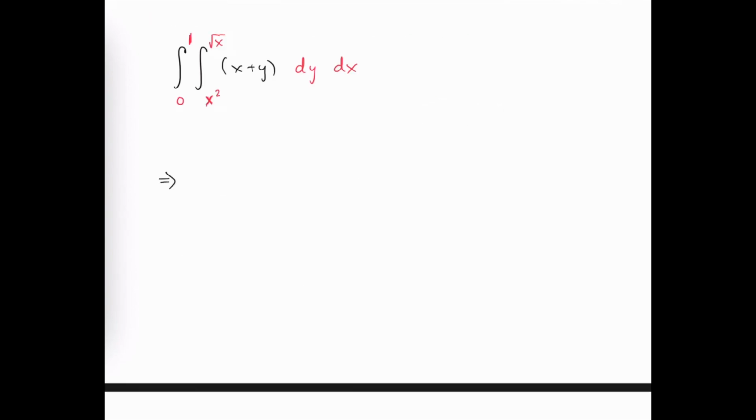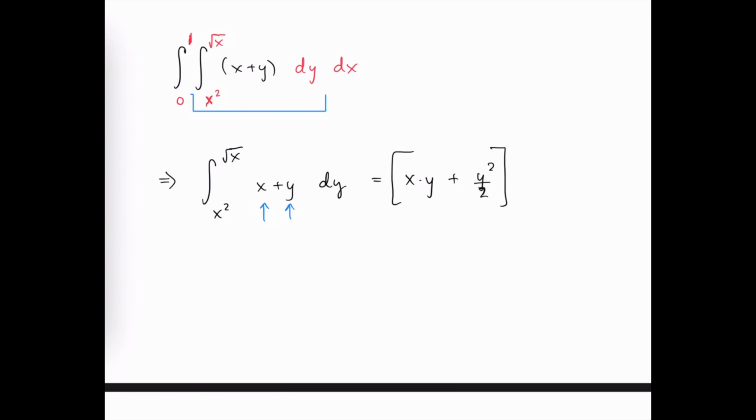So we'll start with the inside iteration, which is the integral from x squared to the square root of x of x plus y dy. And remember that x is being held constant. So the integral of a constant is just going to be that constant multiple times y. And the integral of y with respect to y is going to be y squared over 2. Now we're going to apply those limits of integration, and as a reminder, these are y limits of integration, so they're going to go in for the y variables, not the x's.